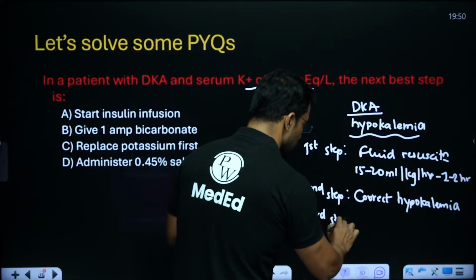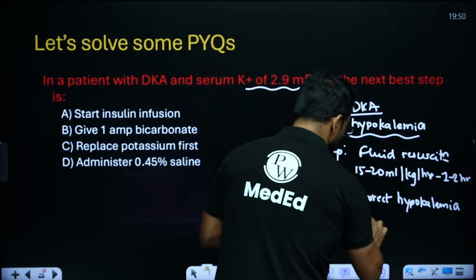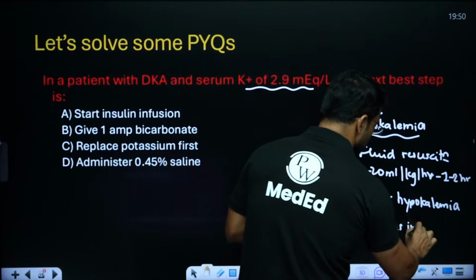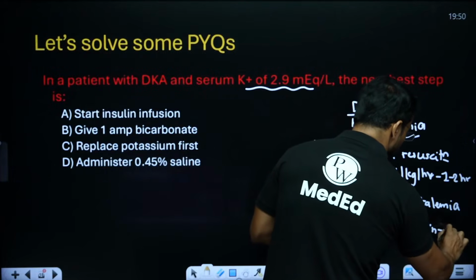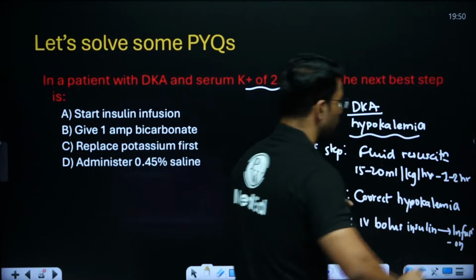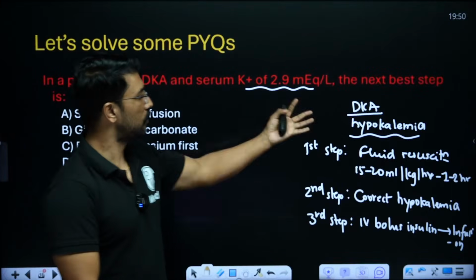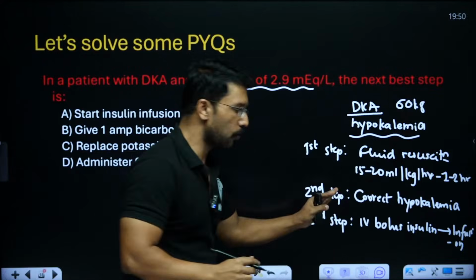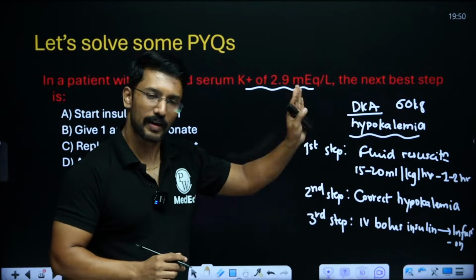What will be my third step? Third step is IV bolus insulin followed by infusion. How much bolus insulin am I going to give? 0.1 unit per kg. So if it is a 60 kg person here, then 6 unit bolus followed by 6 unit per hour infusion.